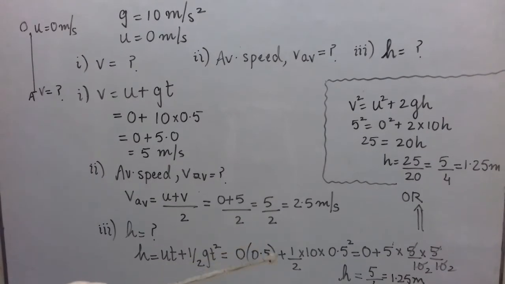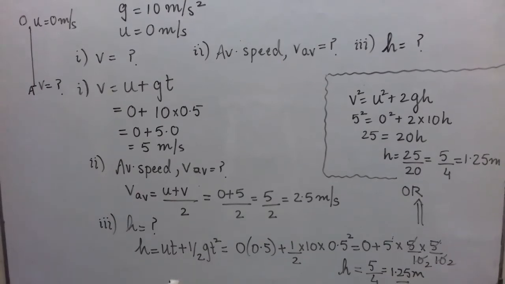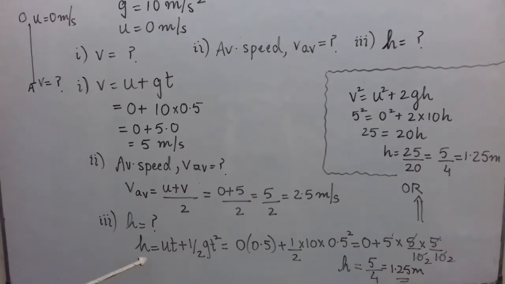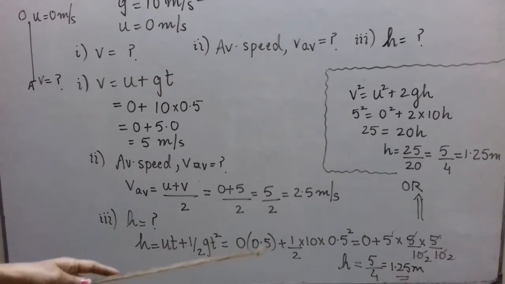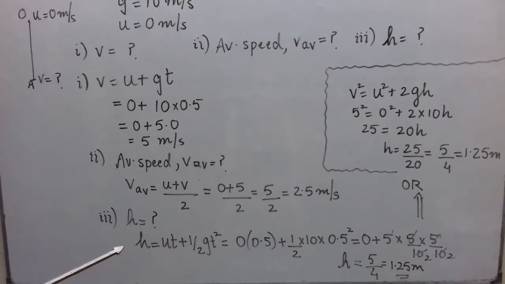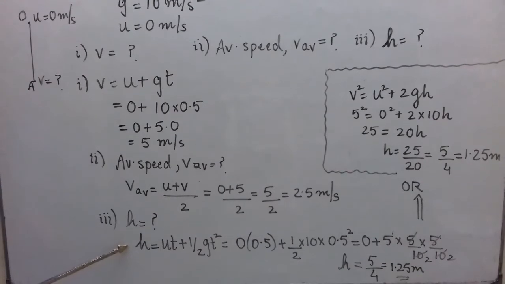And by doing the simplification, we see that the H is found to be 1.25 meters. Here you need to take care that t is square, so you need to multiply t twice. Just do remember, this is a common mistake done by the students. So H is 1.25 meter by using the second equation of motion.